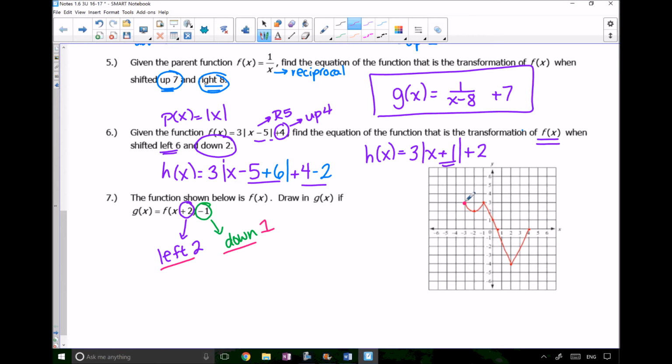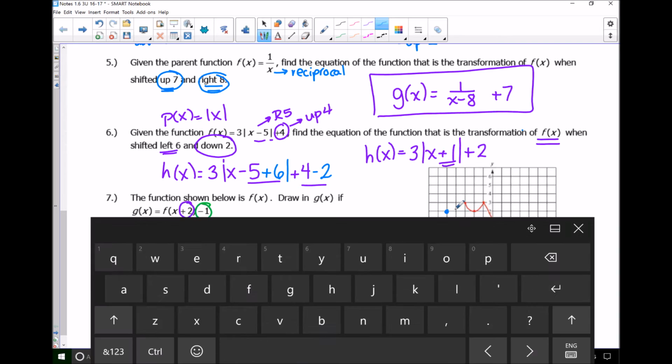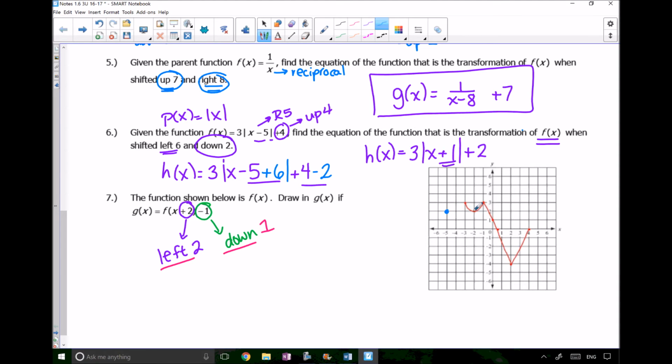So here's 1 point. Go left 2 and then down 1. I end up right here. Okay, I end up at negative 5, 2. Here, if I were to go left 2 and down 1 right here, I end up at negative 4, 1. Here, I would go left 2 and down 1 right here, and that's where I end up at as well. Please continue with the remaining 1, 2, 3, 4 coordinates, and then compare your answers with mine.